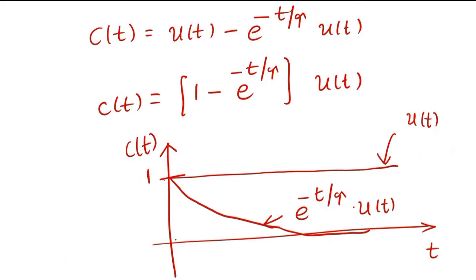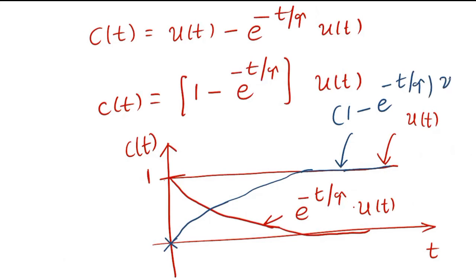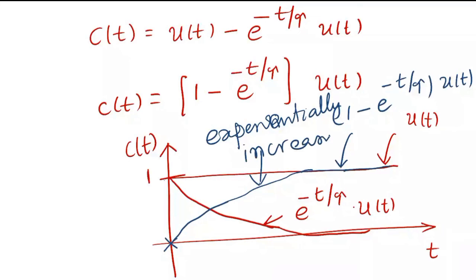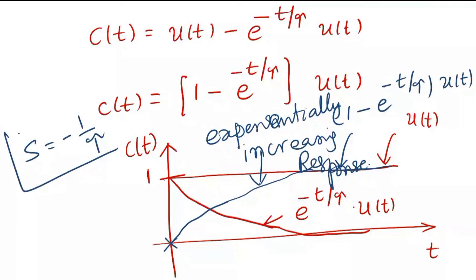So, at t equal to 0, it will have 0 value, then that value increases exponentially and reaches u of t. And this is equal to 1 minus e power minus t by tau into u of t. This response is known as exponentially increasing response. So, the magnitude of the response will increase exponentially for a first order system if it has a pole at s equal to minus 1 by tau, and the time constant of the system is equal to tau. This term is known as the time constant of the system.